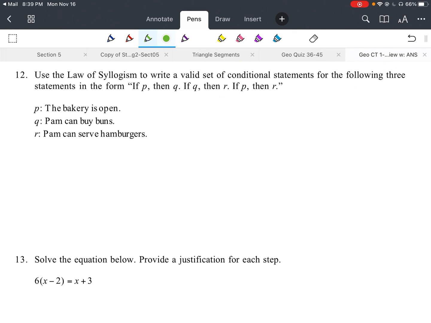All right, law of syllogism to write a valid set of conditional statements for the following three in this form. If P then Q, if Q then R, so if P then R. This is the law of syllogism right there. So we would just say, if the bakery's open, then this person can buy buns. If they can buy buns, they can serve hamburgers. So, in short, if the bakery's open, we can serve some hamburgers. That's all you got to say.